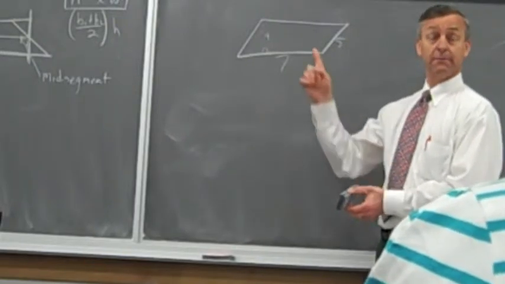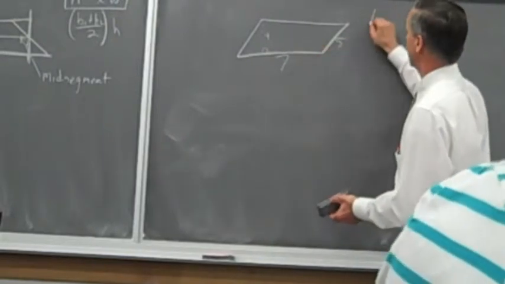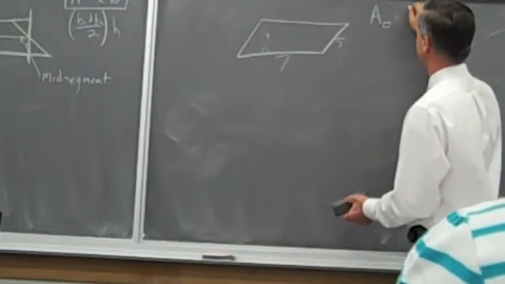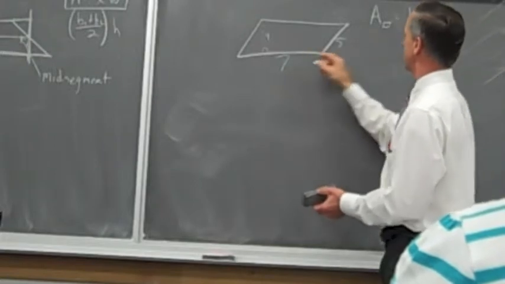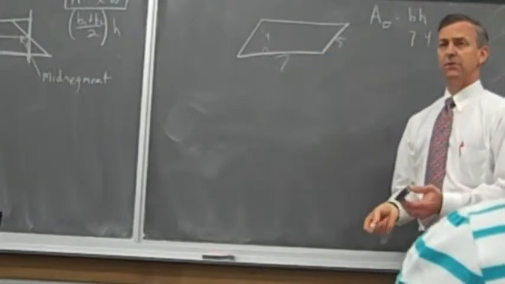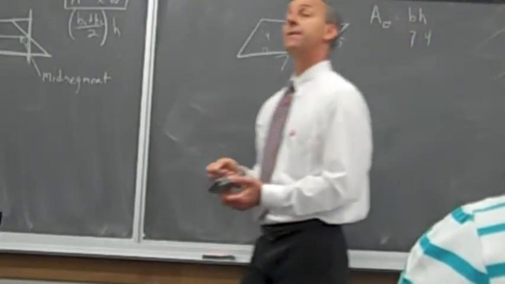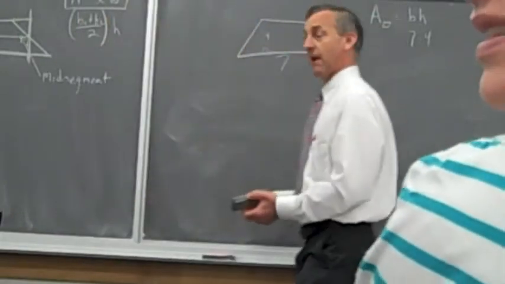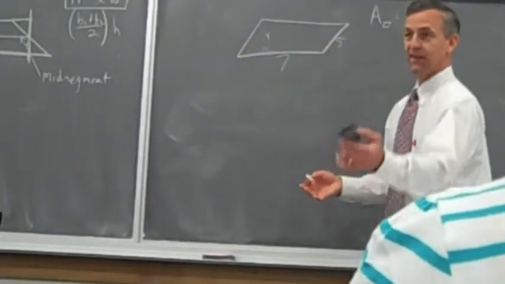What figure? Parallelogram. The area of a parallelogram formula is what? Base times height. What's our base? 7. What's our height? 4. Should have been 28. Oh. I missed that. I thought... Okay, so I put 28. All right. So we've got to read what's going on.